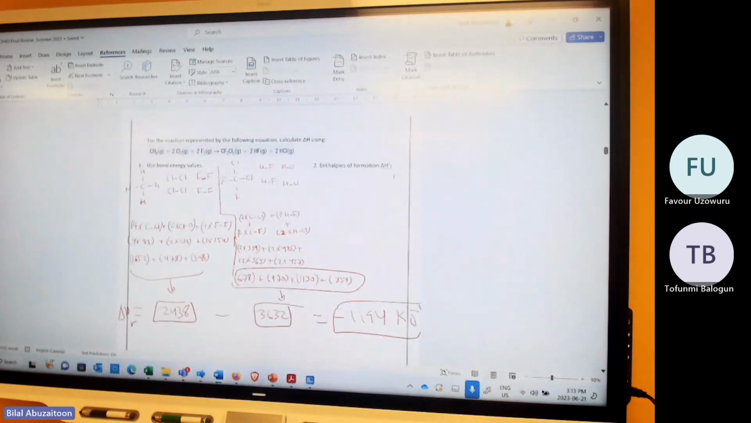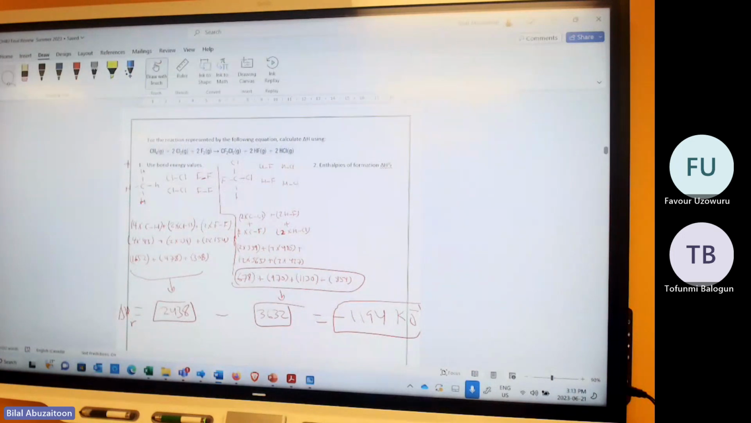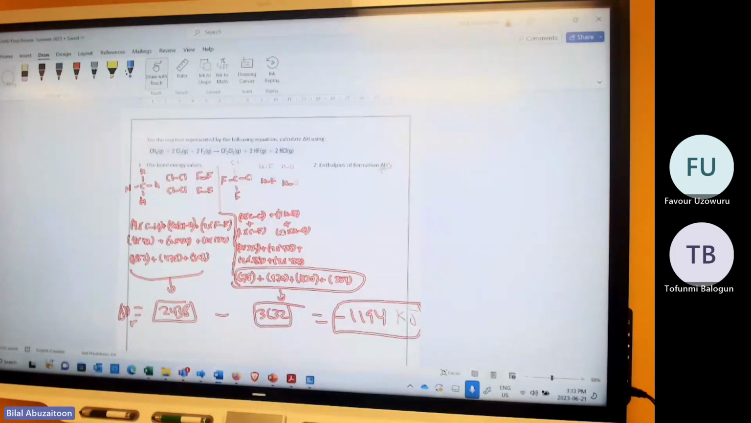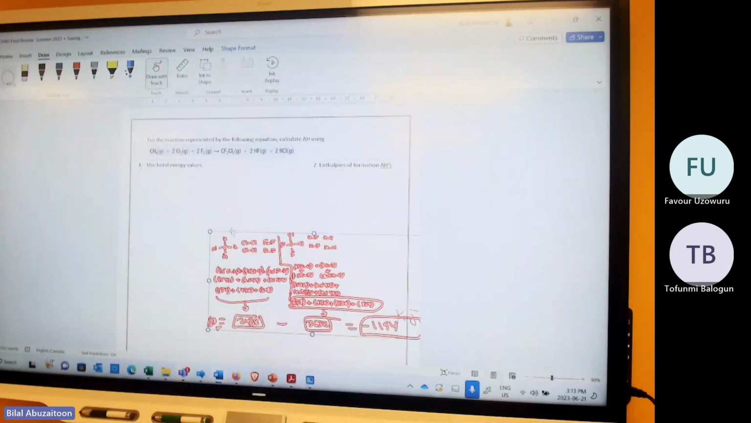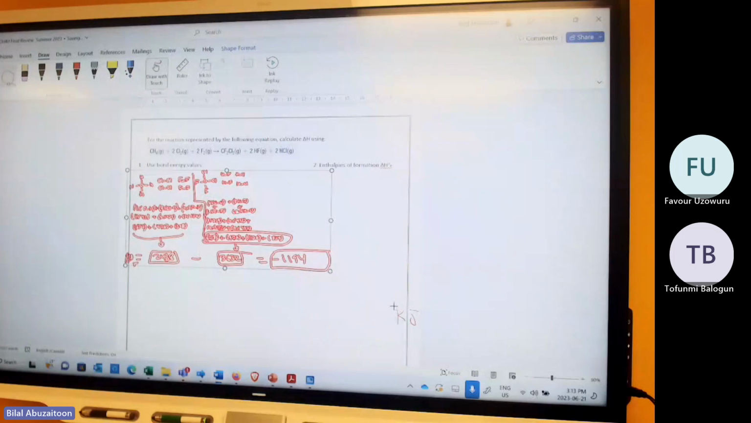All good so far? Calculate from the bond energy. The values will be very close, not necessarily exactly the same, since the table uses average values.